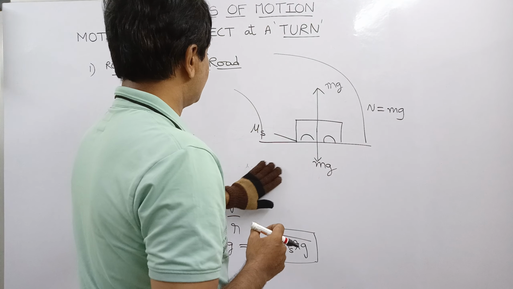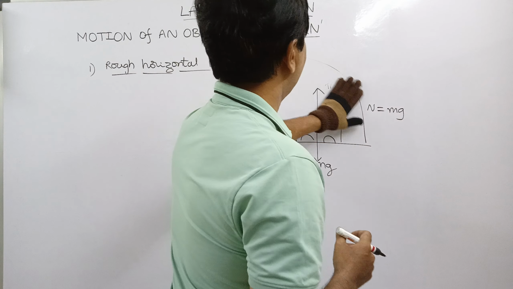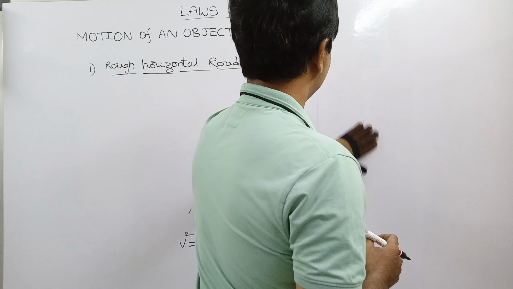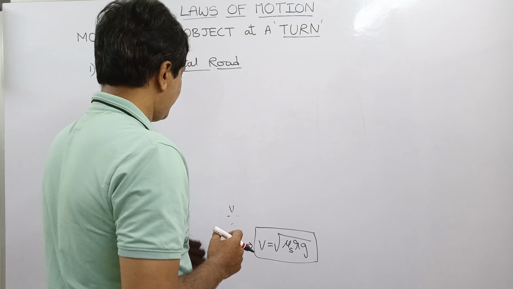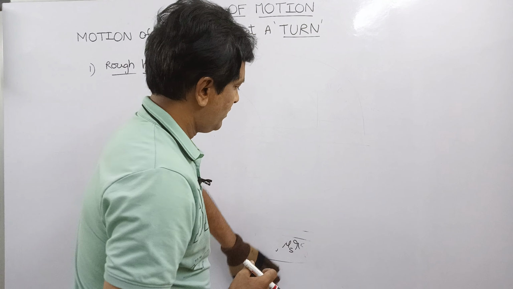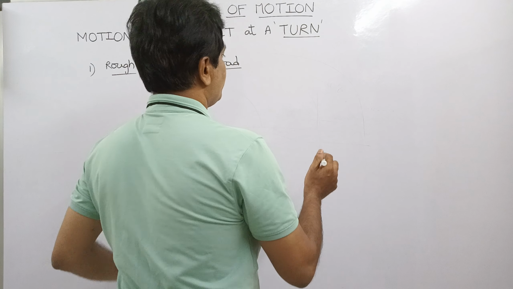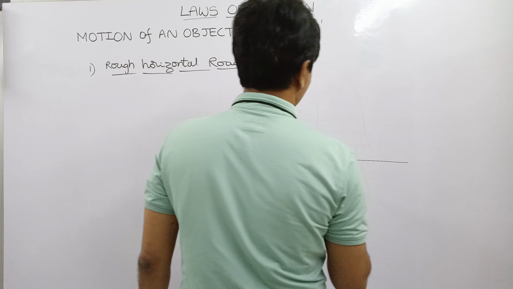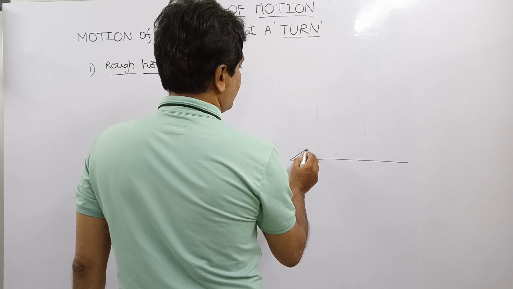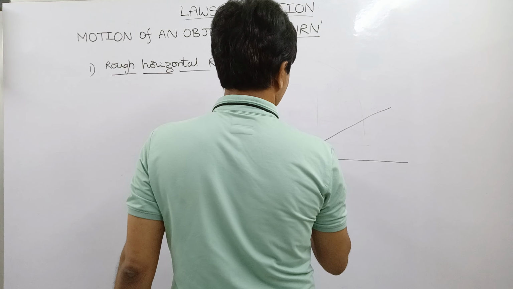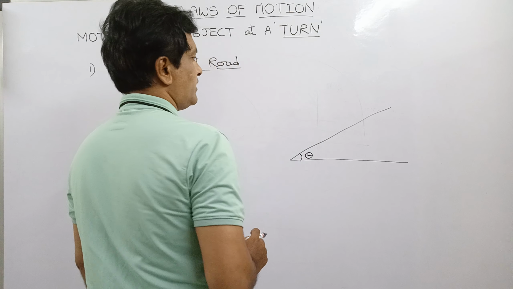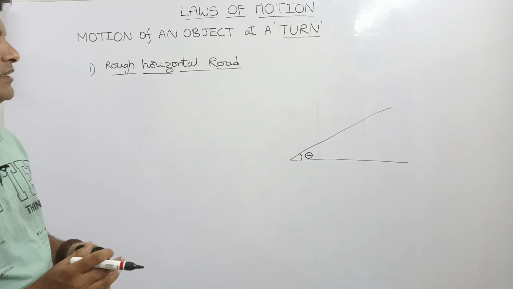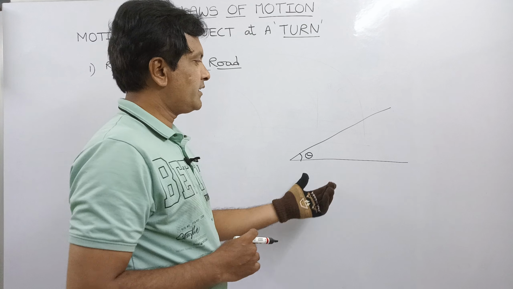What is case 2? Here the road will not be a level road, it is a banked road, that means an inclined road. Suppose this is a level road, and we can have an inclination like this for the road. Why we should have an inclination means the banking, this is called banking of roads.